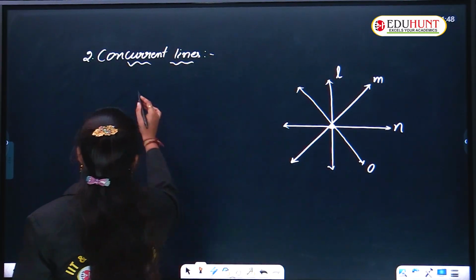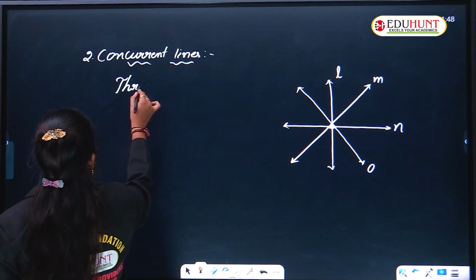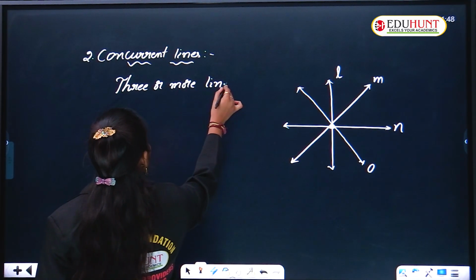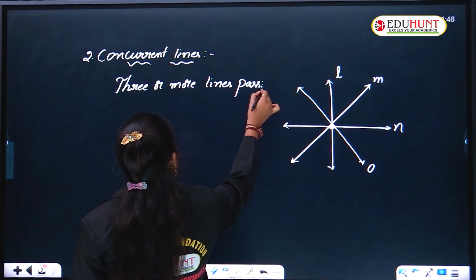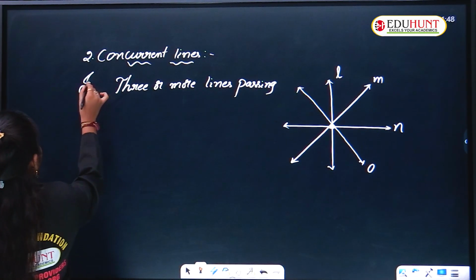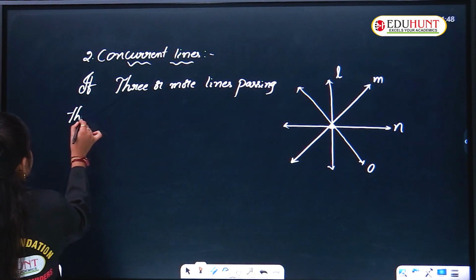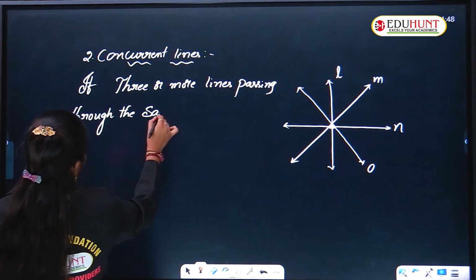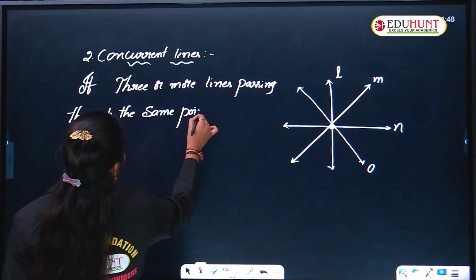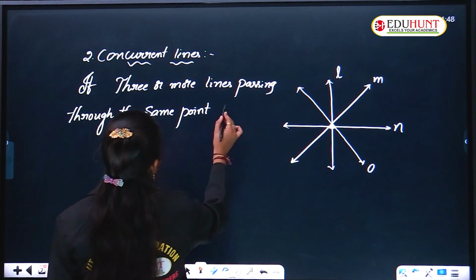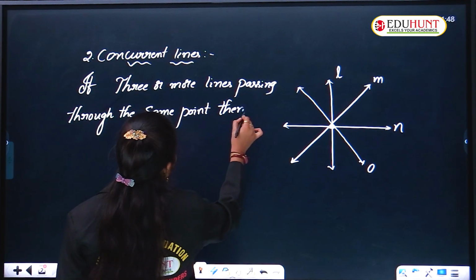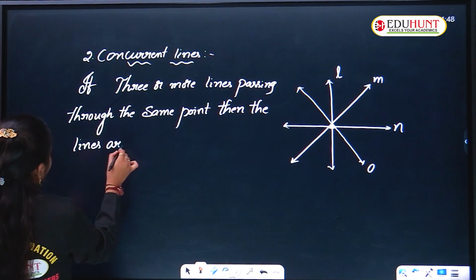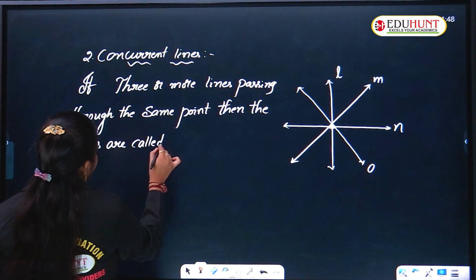Understood? What is the definition? If three or more lines are passing through the same point, then the lines are said to be concurrent lines, or then the lines are called concurrent lines.